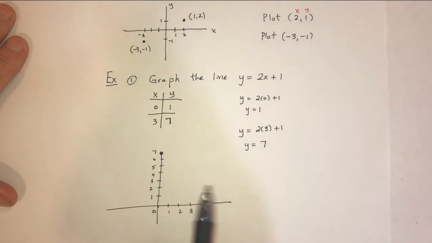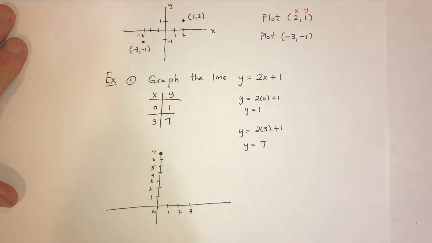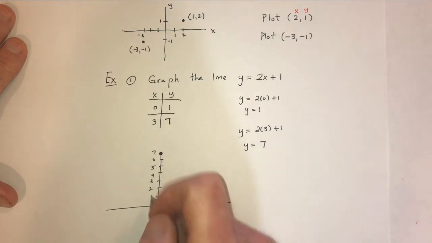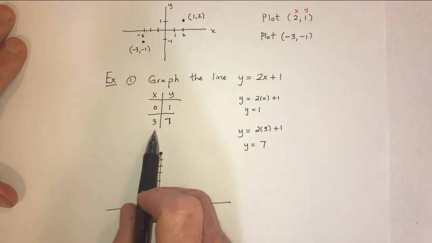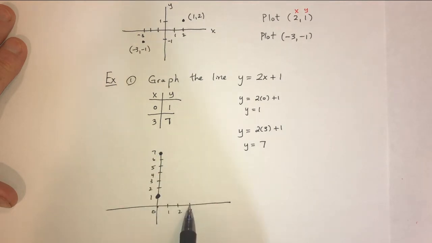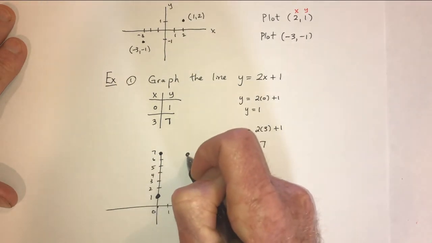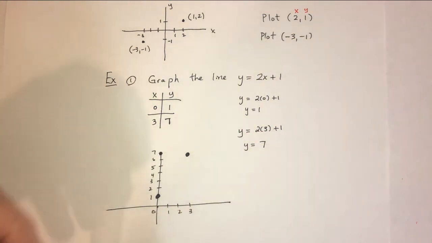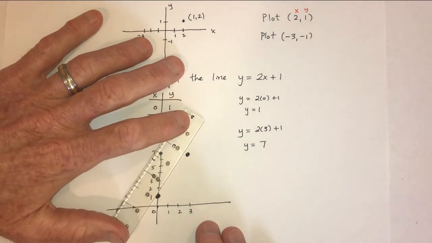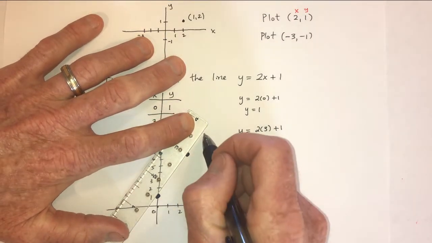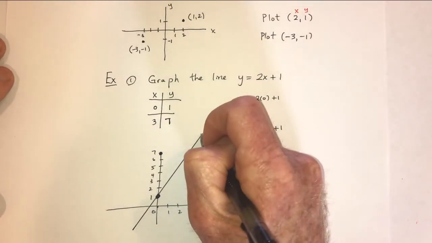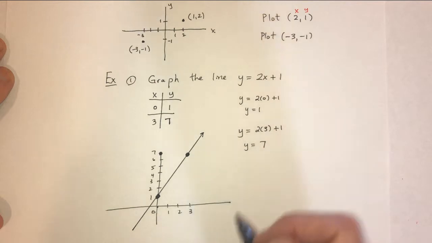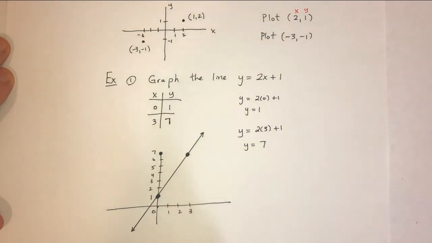Oops, I picked the wrong one. Sorry, erase that right there. Okay, here we go. 0, 1. I looked at the wrong one. 0, and then go up to 1 is this point. And then for this one, on the x-axis, go over to 3, and then go up to 7. And then get a straight edge and connect the 2 points. And there we go. If you want to be fancy, you can put an arrow on it saying the line goes forever in that direction and forever in that direction.